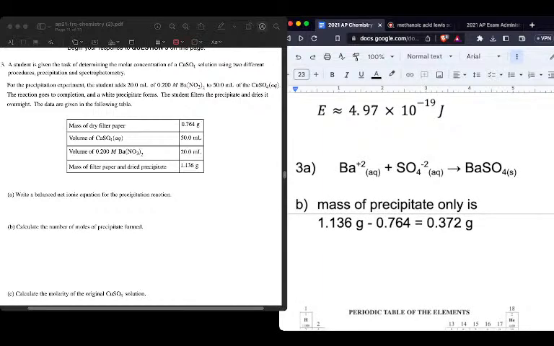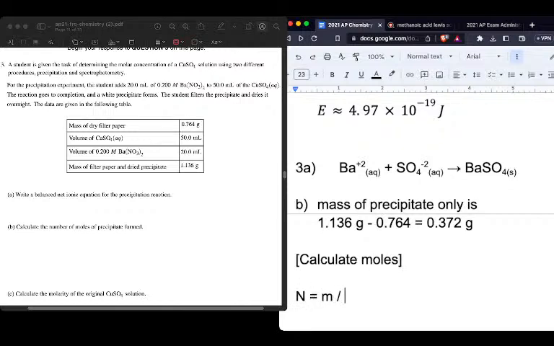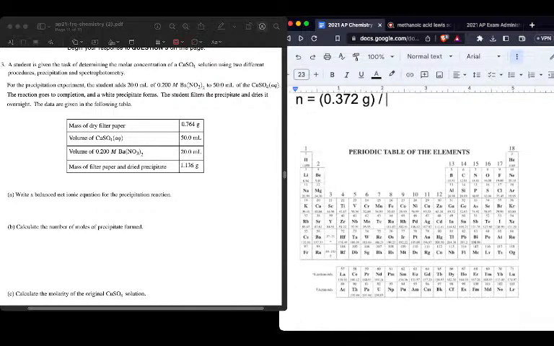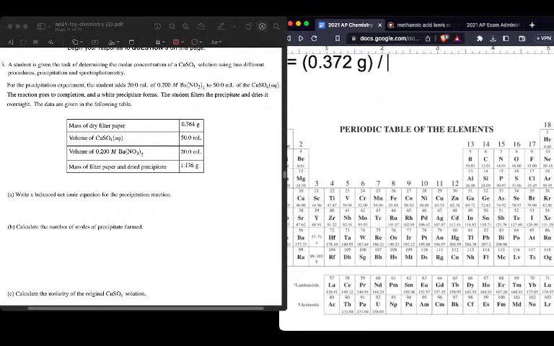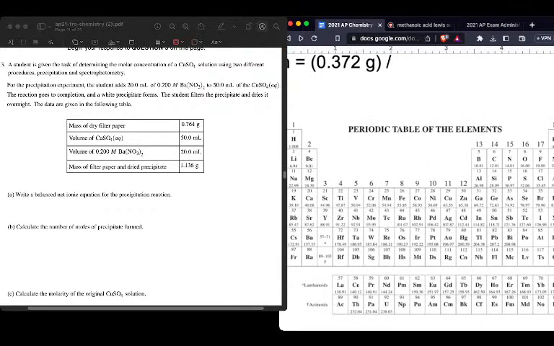So now what we're going to do is calculate moles. You can get moles by doing mass over molar mass. We already have the mass. We just figured it out. We need the molar mass, though, of barium sulfate. That's going to take some work. Luckily, I have the AP periodic table here. We're going to add the atomic mass of barium, 137.33, to the atomic mass of sulfur, 32.06, and 4 oxygens.